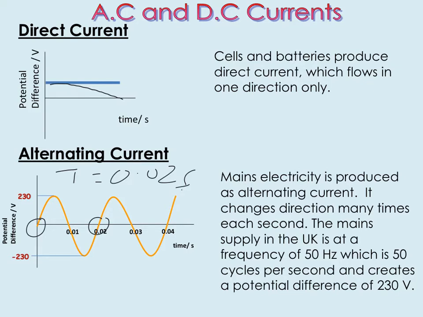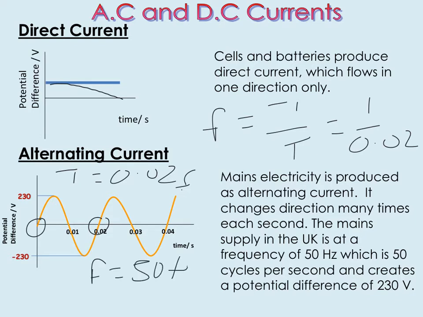You also need to know the equation that frequency is equal to 1 over the time period. So that will equal 1 over 0.02. If you put that into your calculator, you'll find that therefore the frequency will equal 50 Hz, which is equivalent to the mains supply.